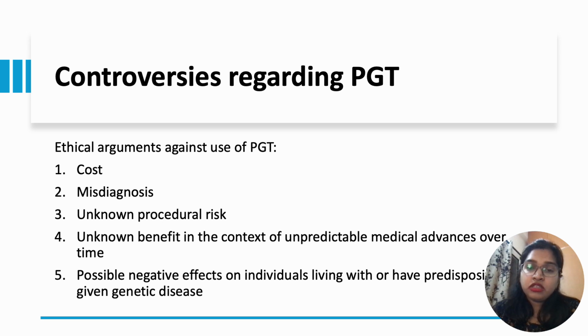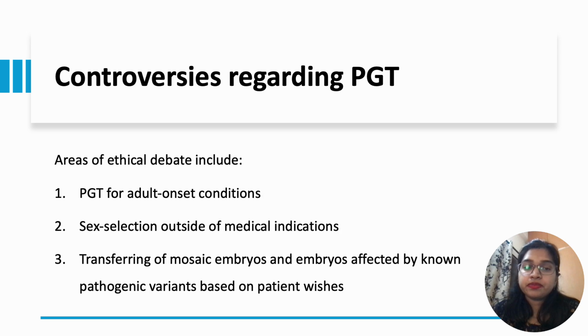Ethical arguments against PGT are its cost, misdiagnosis due to mosaicism and other causes, unknown procedural risk, unknown benefit in the context of unpredictable medical advances over time, its possible negative effects on individuals who are living with or have predisposable conditions with given genetic disease. Now, areas of ethical debate include people doing PGT for adult onset conditions, sex selection outside of medical indications, and transferring of mosaic embryos and embryos that are affected by known pathogenic variants based on patients' wishes.